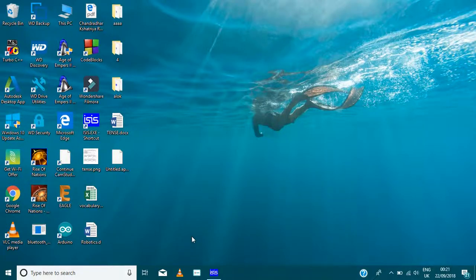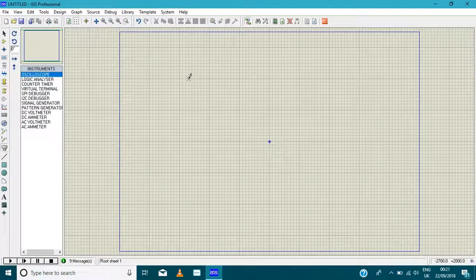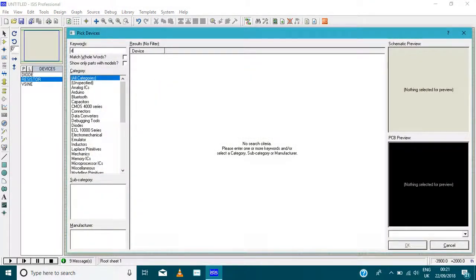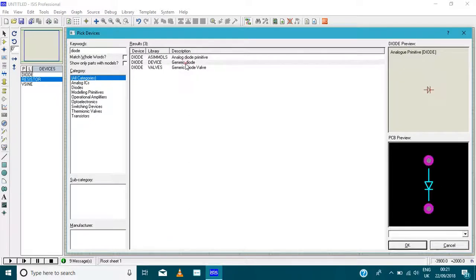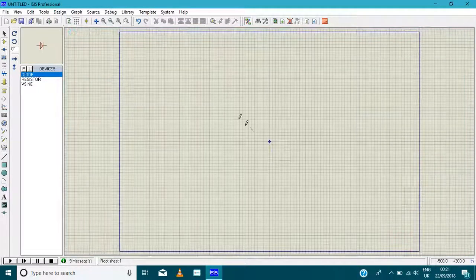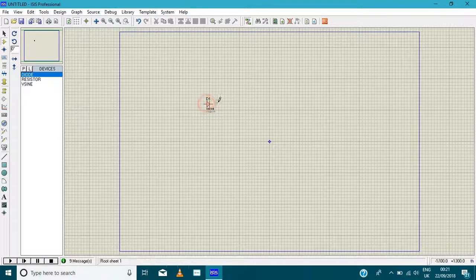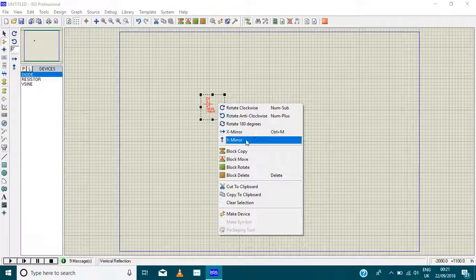Hello friends, in this lecture we are going to learn how to simulate an electronic circuit. So this is our ISIS software, and we are going to learn how to simulate a simple full wave rectifier. For doing that we need some diodes. So these are generic diodes, and we are going to put it this side.